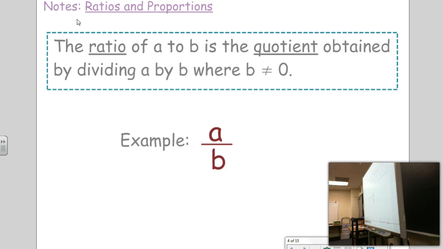Yes. That's 2. The quotient obtained by dividing A by B, where B, what does that symbol mean? Does not equal 0. How come we had to add in that stipulation that B does not equal 0?